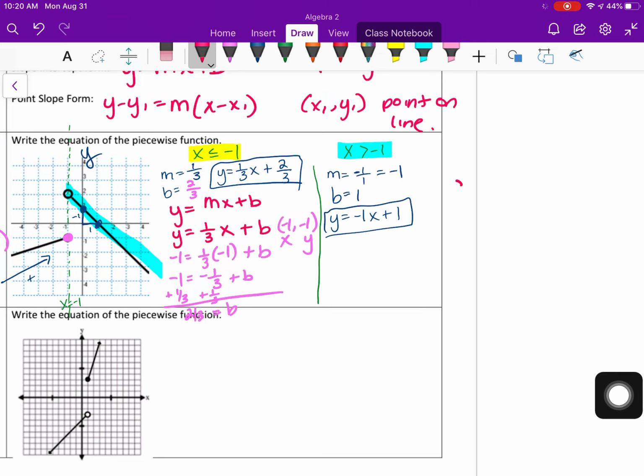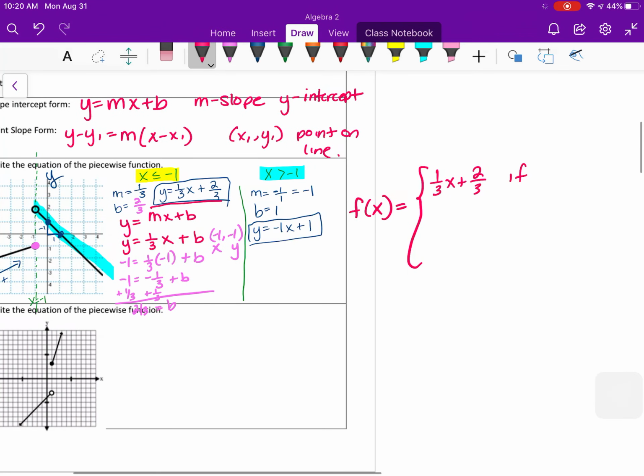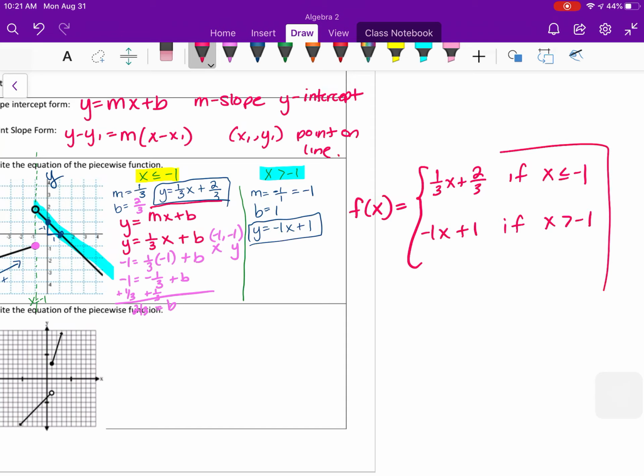I'm going to do that off to the side here because I ran out of room. So f of x equals, or y equals, whichever one. I have this first line here, 1/3 x plus 2/3, and that one was if x was less than or equal to -1. So I'm putting it in that piecewise form now. Then the other side was -1x plus 1 if x is greater than -1. And we have both sides, and that is my final answer in piecewise form.